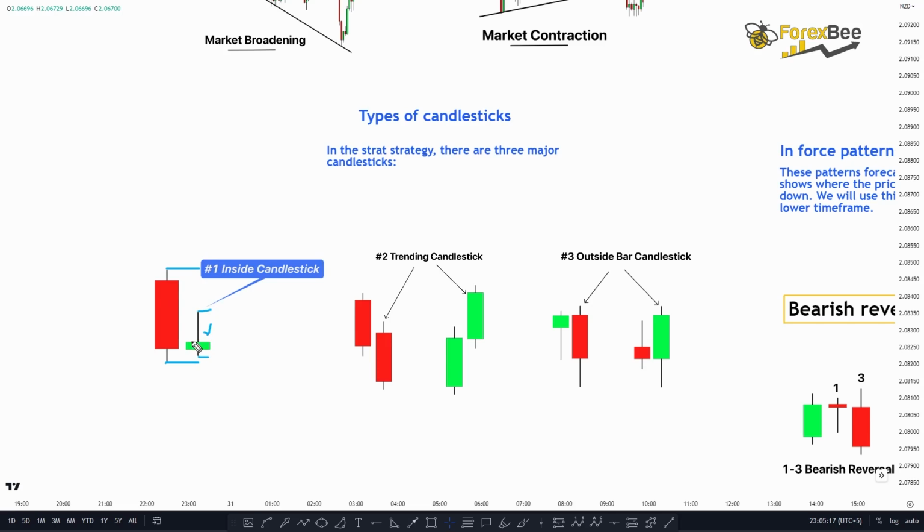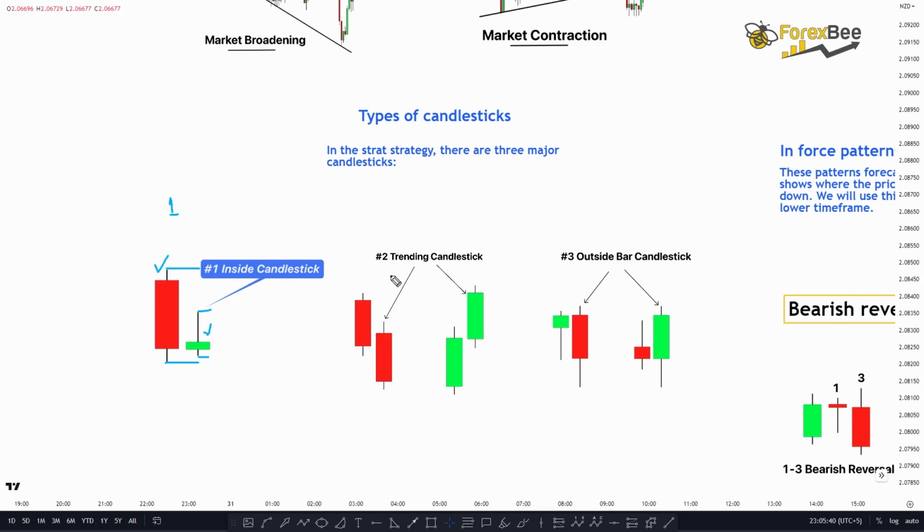So this candle forms totally within the range of the previous candle, and this pattern in strat patterns is called number one. You have to keep in mind and remember this, in fact, because we'll be using these combinations, for example 1 2 3, 1 2 1, and 1 3 2 1, as we will come across next. So this is number one, the inside candlestick.